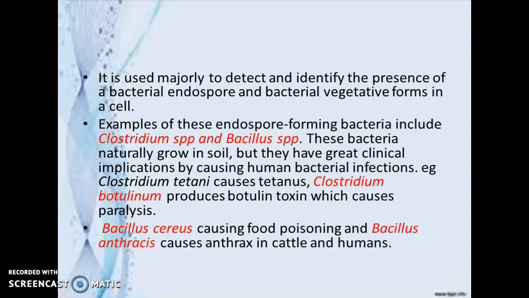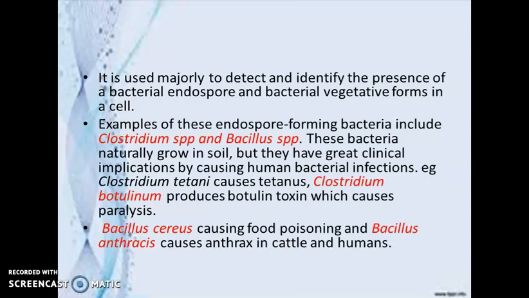For example, Clostridium tetani causes tetanus, and Clostridium botulinum produces a toxin called botulinum toxin, which is present in packed foods, that is packed meat food like sausages. If it is contaminated with this organism, it produces this toxin, and it causes paralysis when the contaminated or toxin-containing meat or sausage is eaten.